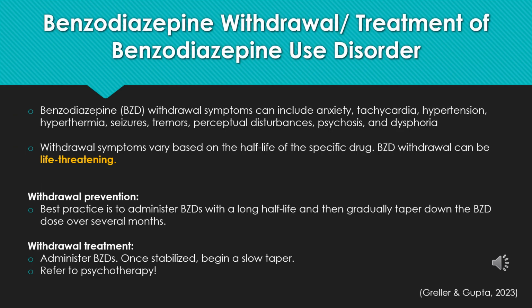Benzodiazepine withdrawal in adolescence is pretty rare, but it can happen. So once again, you should familiarize yourself with the symptoms of withdrawal and the treatment for benzodiazepine withdrawal because it can be life-threatening. The best practice with benzos is to slowly taper your patient off of the benzo over several months and assess for symptoms of withdrawal. But if your patient does present with withdrawal, you want to give them a benzo. And then once they stabilize, you can begin that slow taper.